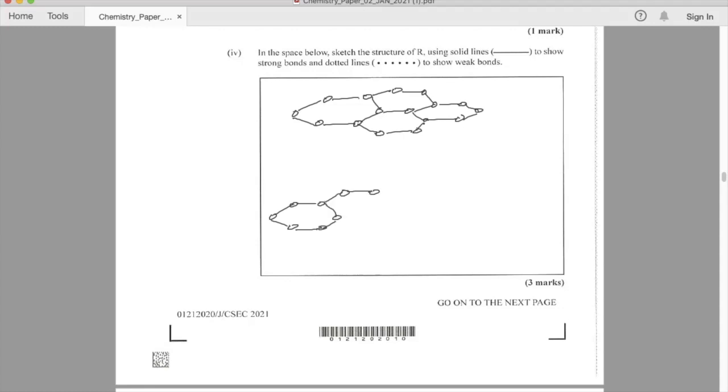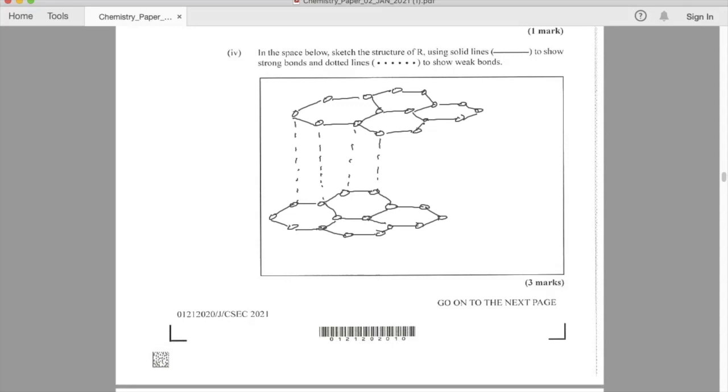So I'm drawing my second layer. So there we have 2 layers. So we would now use our dotted lines to show the weak intermolecular forces of attraction that hold the layers together. And that is what causes them to be able to slide over each other, resulting in graphite being able to be used as a lubricant.